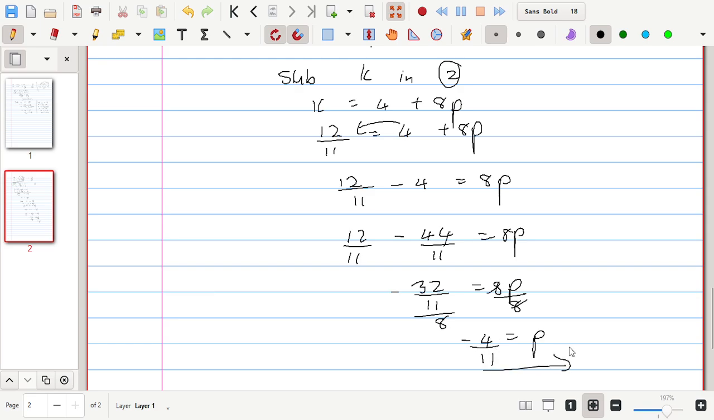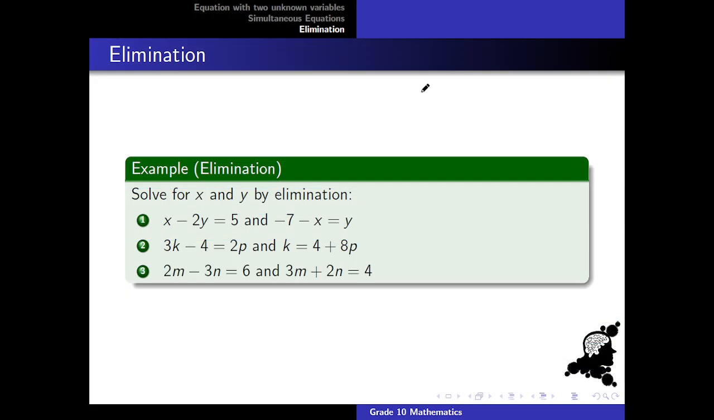We have the value of k. We have the value of p. There we are. We're done solving this equation. Brilliant. Life is great. Let's look at the last example that we have.